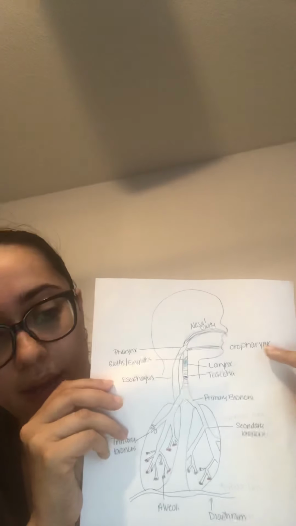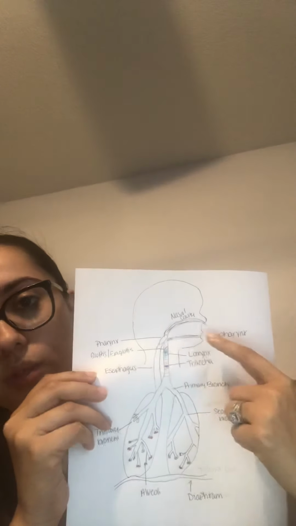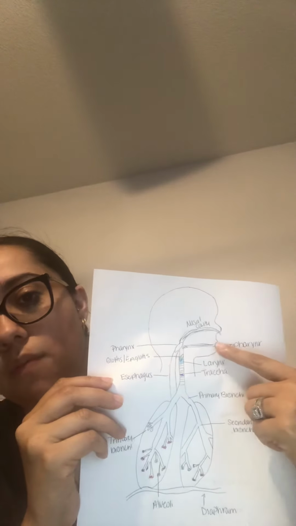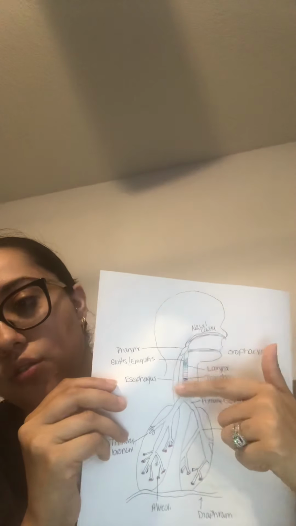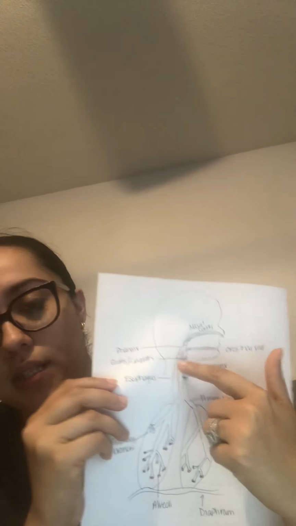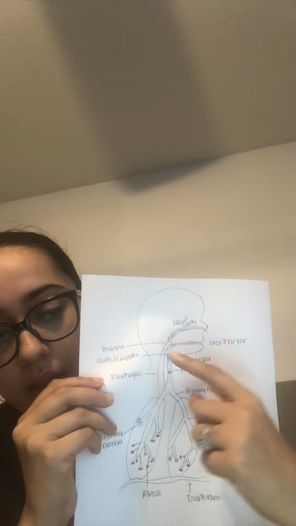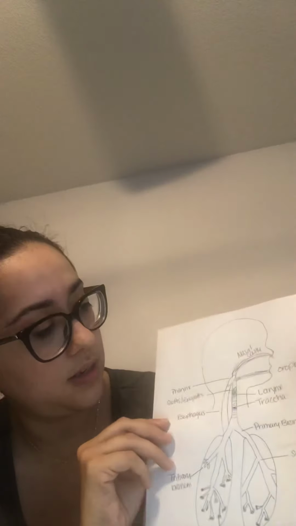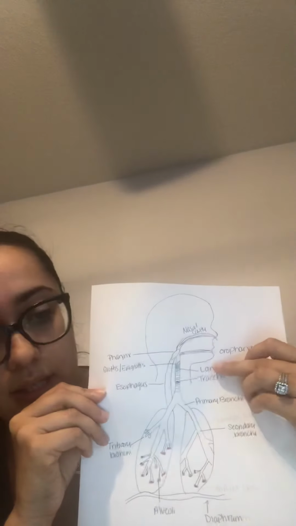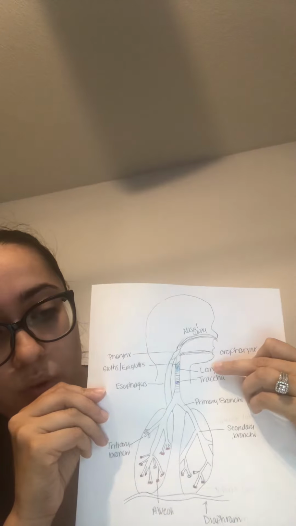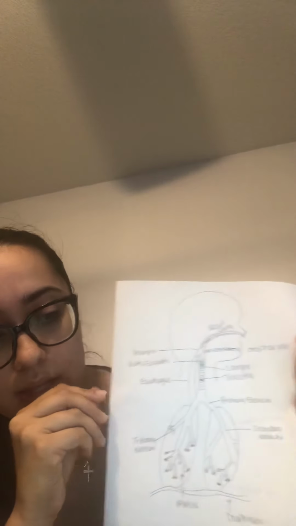And then we have here the oral pharynx, which is just air that goes from the mouth, that enters from the mouth into the pharynx. The pharynx is behind the oral cavity and in between the nasal. And then I have the larynx, which houses the vocal cords. And then the epiglottis, glottis.